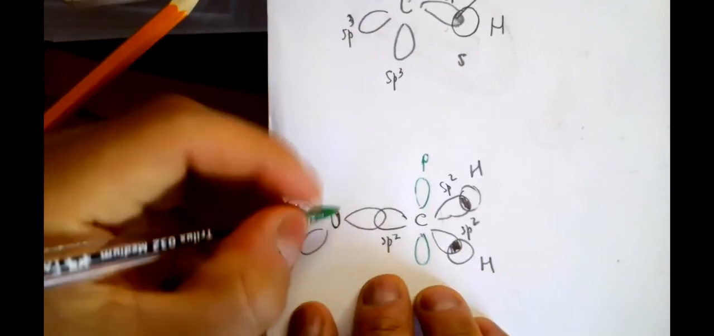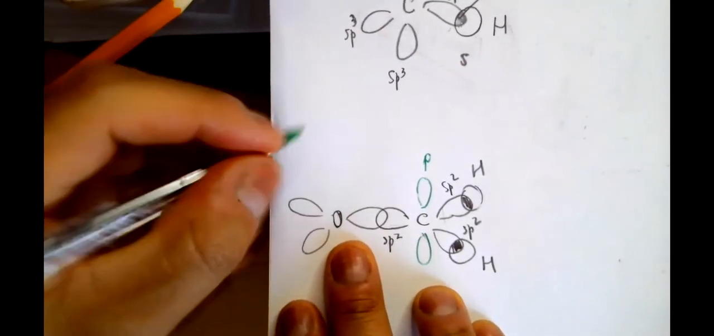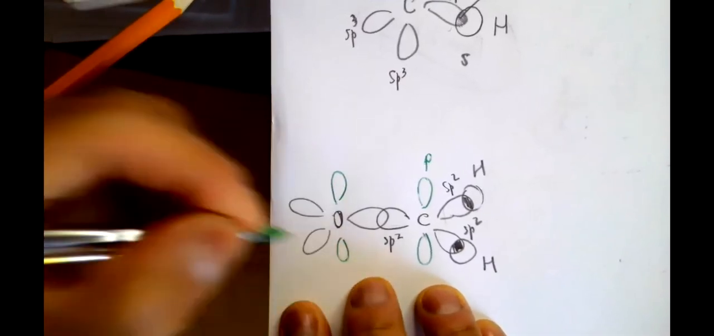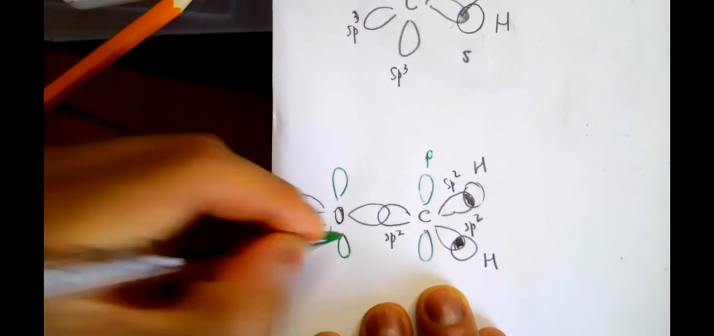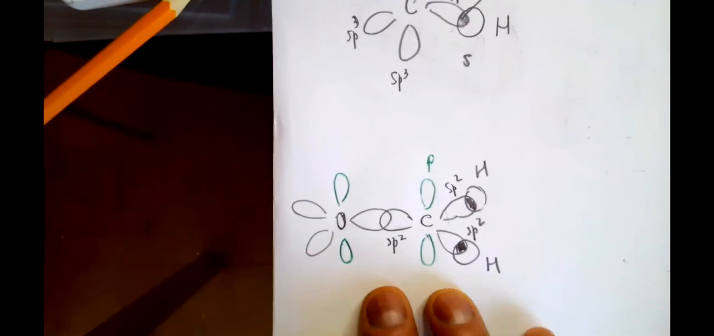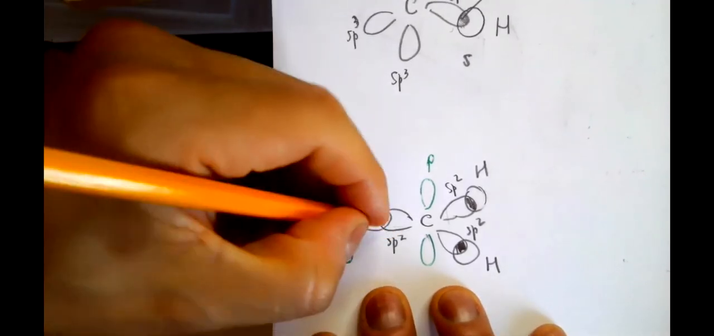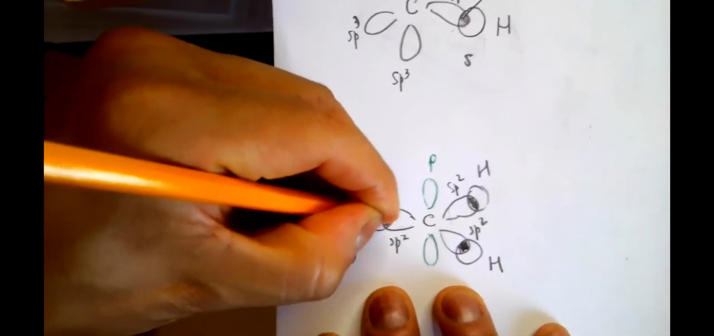Okay. The oxygen is similar, it's the same thing. So it will also have a pure p orbital. Here is the sigma bond between the oxygen and the carbon. Where is that sigma bond? Well, that sigma bond is right here.